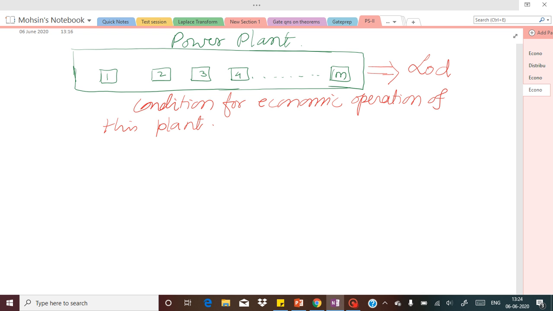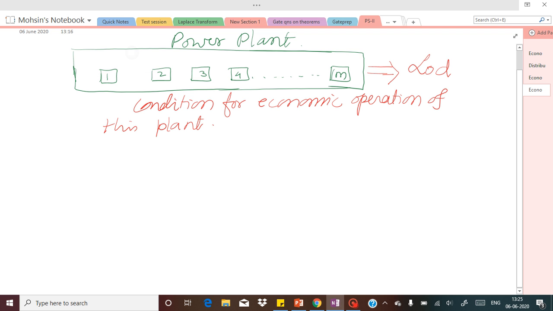It is basically time dependent, so the load is going to change from time to time. As per that, the load dispatcher or the distribution engineer has to prepare a schedule of that dispatch. According to the incoming demand, he has to prepare that schedule and allocate the load to different units of the power plant. Now let us try to obtain the condition for the different units operating in a power plant.